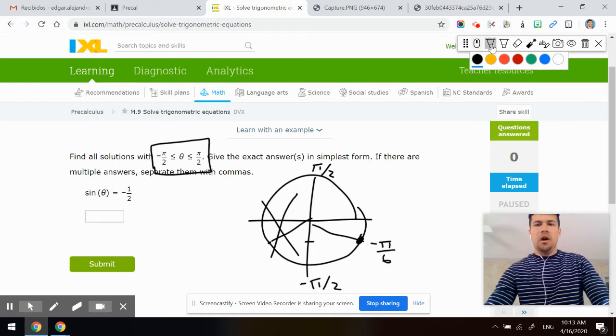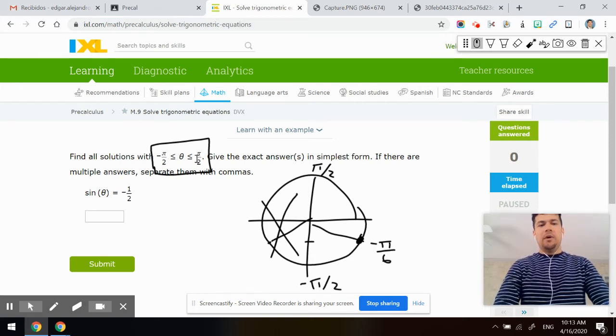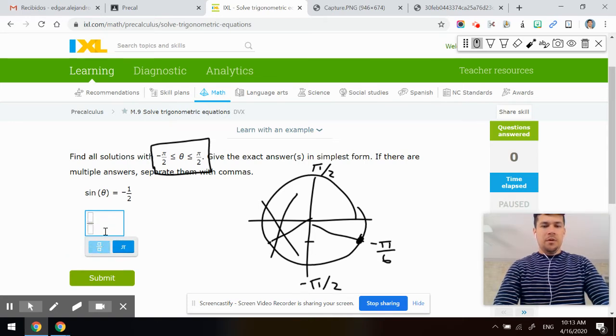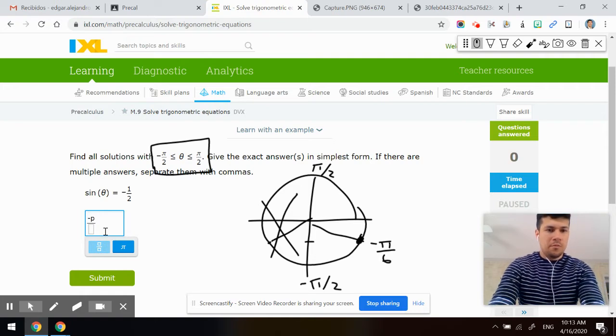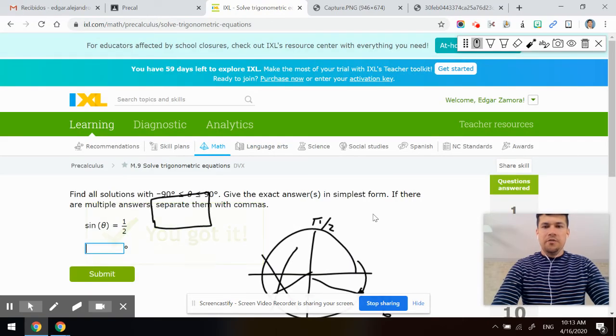On your unit circle, that would say 11 pi over 6. However, it's asking you, only give me angles between negative pi over 2 and positive pi over 2. So we're going to go ahead and enter that as negative pi over 6.